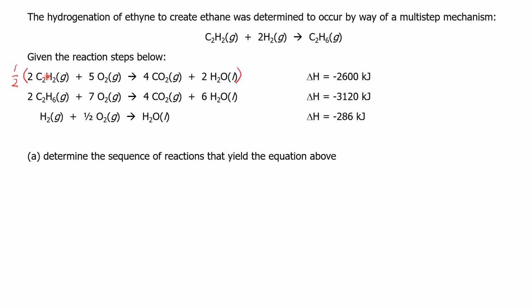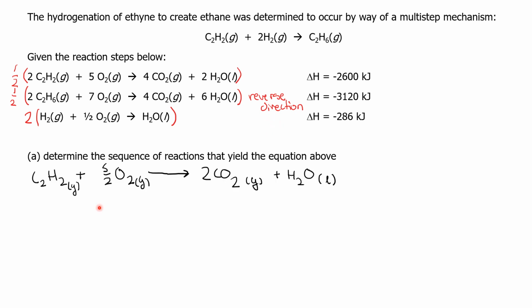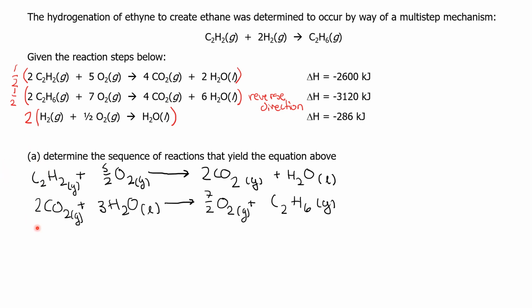So first one, we multiply by 1/2 to match this C2H2 coefficient. Second one, we multiply by 1/2 to match this C2H6 coefficient to this one over here. And the last one, we multiply by 2, again to match the coefficient. Now you'll notice that in this one, C2H6 is in the reactants, and here it has to be in the product. So we're going to reverse. So let's write out each of these after these multiplications and make sure we get all those coefficients, even if they're fractions.